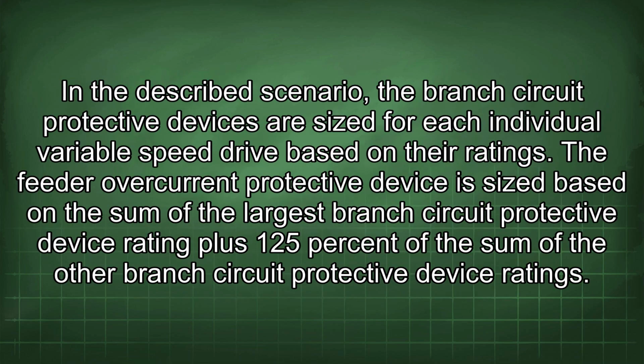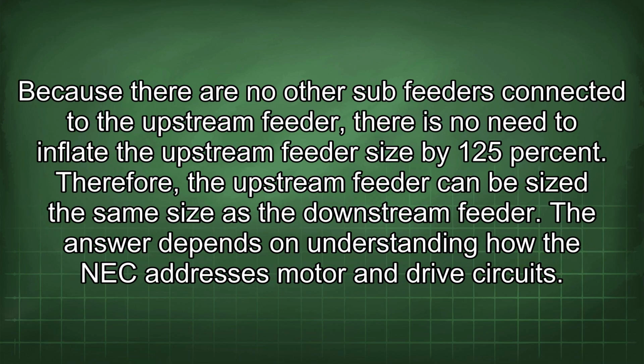In the described scenario, the branch circuit protective devices are sized for each individual variable speed drive based on their ratings. The feeder overcurrent protective device is sized based on the sum of the largest branch circuit protective device rating plus 125% of the sum of the other branch circuit protective device ratings. Because there are no other sub-feeders connected to the upstream feeder, there is no need to inflate the upstream feeder size by 125%. Therefore, the upstream feeder can be sized the same size as the downstream feeder.